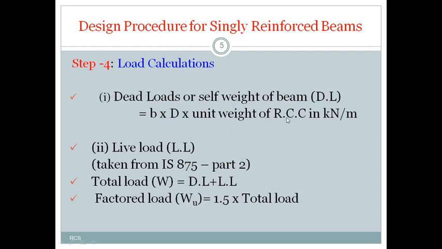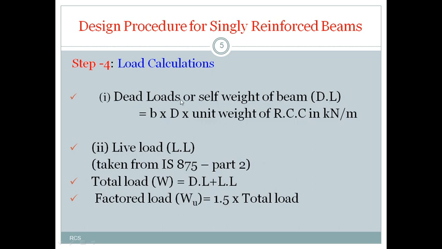The units of RCC unit weight are kilonewton per meter cube, and the units of load, the self weight of the beam, are kilonewton per meter. So how do you get this value? Here the units of B are meters, units of D are also meters, and units of RCC unit weight are kilonewton per meter cube. Here meter into meter gives meter square, and this meter square and meter cube get cancelled. Finally the unit we arrive at is kilonewton per meter. This is the unit for dead loads.